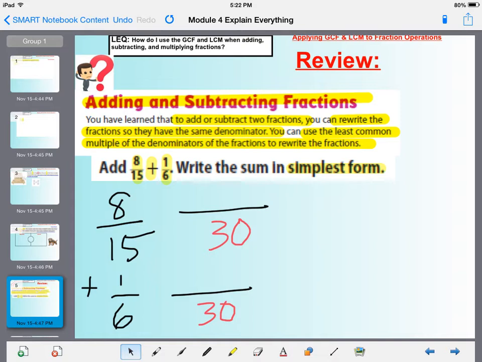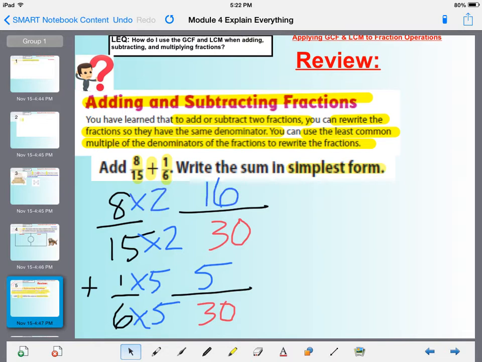And now I have to see 6 times what number will get me to 30. Well, that's times 5. That's the magic number. What I do to the denominator, I must do to the numerator. 1 times 5 is 5. So an equivalent fraction to 1/6 is 5/30. And now we want to do the same thing to the 8/15. So 15 times what number will get me 30? Well, that's 2. What I do to the denominator, I must do to the numerator. 8 times 2 is 16.